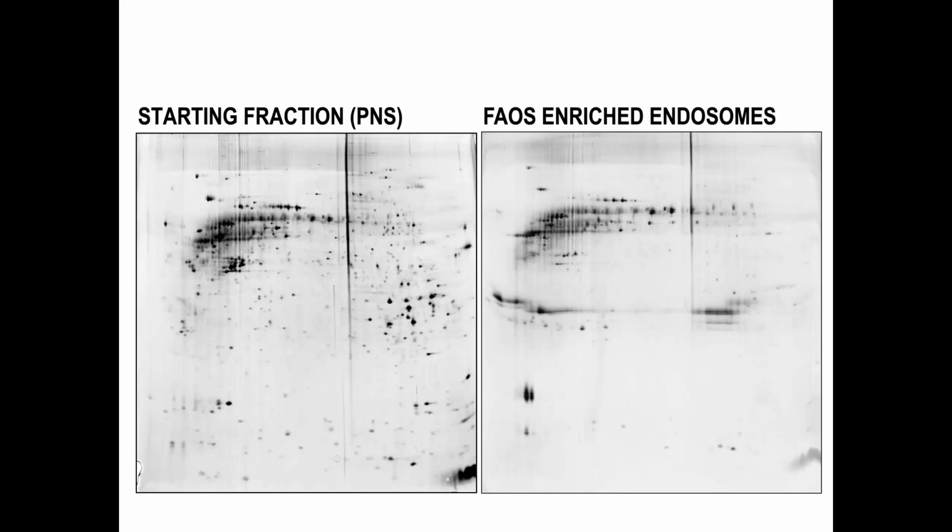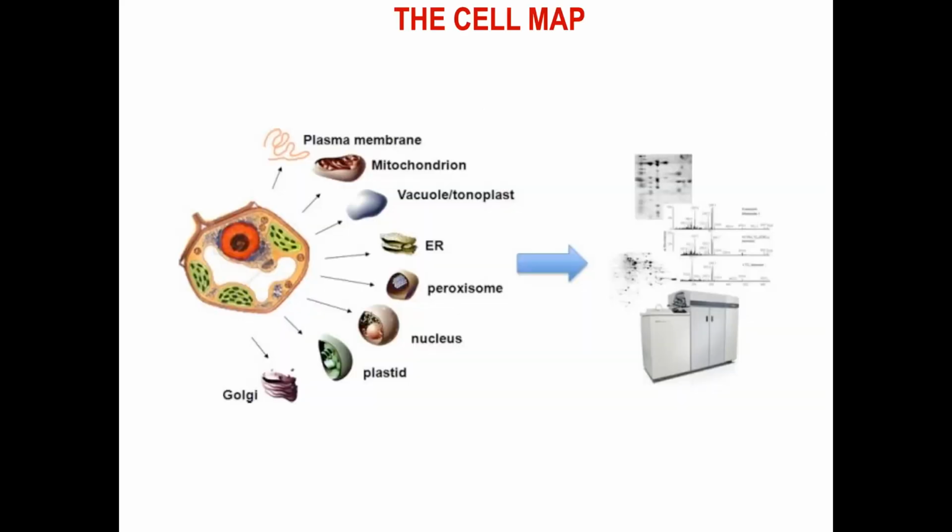And again, the visualization: you see the starting fraction of the PNS on the 2D gel, and the organelle-enriched fractions. You see how you enrich these proteins that you don't see here. You see on the right-hand side these proteins. These are proteins you would never have seen in the total cell lysate or in the starting fraction. So these are very high-end and powerful techniques that you can use.